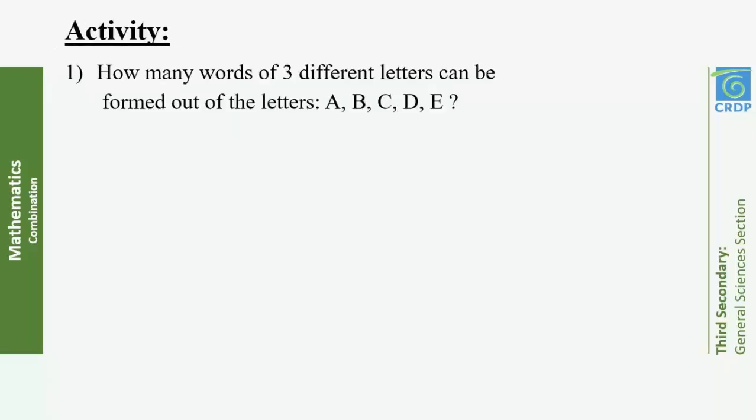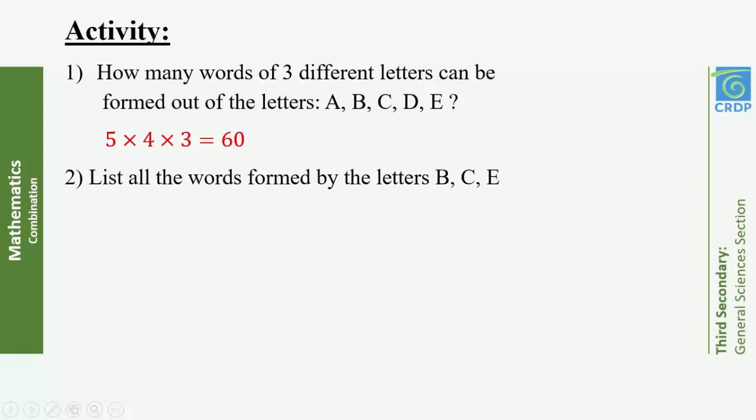In this activity, we need to find the number of words of 3 different letters that can be formed out of the letters A, B, C, D, and E. I want you to notice the word different. Why is this word important? Since it tells that every letter should only be used once, so no letters should be repeated in any of the words. In other words, if you use one of the letters in the first place, this letter must not be repeated, so you will be left with 4 options for the second place and then 3 options for the third place. Which means 5 times 4 times 3 equals 60 different words.